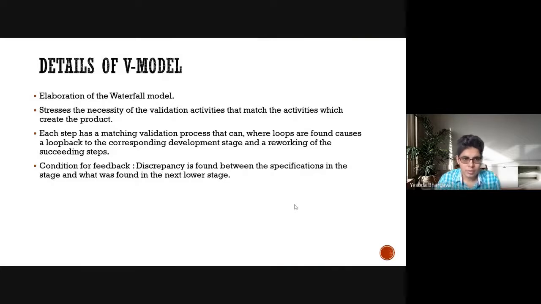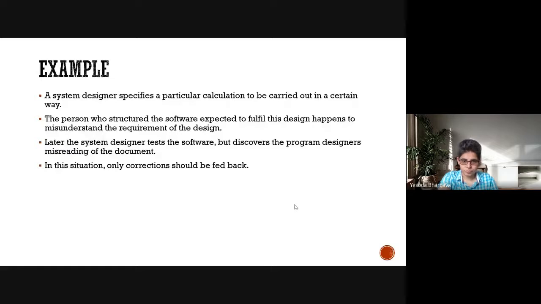All right. The only condition, however, for the feedback is that once you find that there is a discrepancy between the specifications in a particular stage and what was found in the next, succeeding stage, then only you go for the feedback mechanism in the V model. Otherwise, you always keep on validating or testing at a particular stage before freezing that stage in time and then moving to the next stage. So basically, that is what the V model attempts to do.